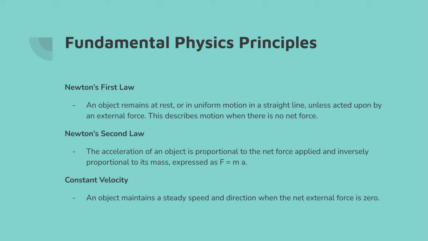Fundamental physics principles. This lab is based on two of Newton's famous laws of motion. Newton's first law, sometimes called the law of inertia, says that an object will stay at rest or keep moving in a straight line at the same speed unless an outside net force acts on it. Newton's second law gives the equation F equals ma. It tells us that the acceleration of an object depends on the net force applied and its mass. If the net force is zero, the acceleration is zero, so the velocity doesn't change. That is exactly the situation we wanted to test: when net force is zero, the object should keep a constant speed and direction.